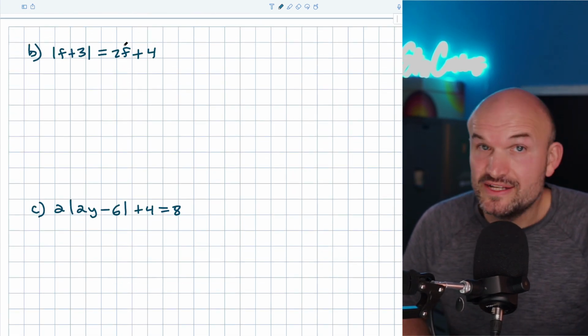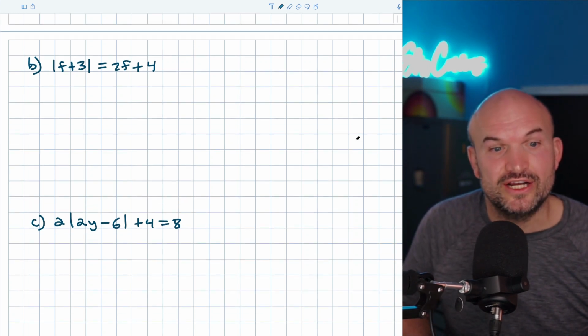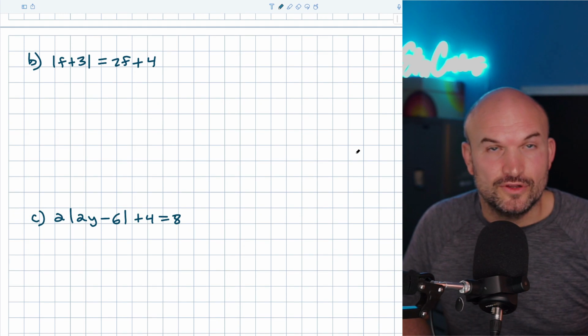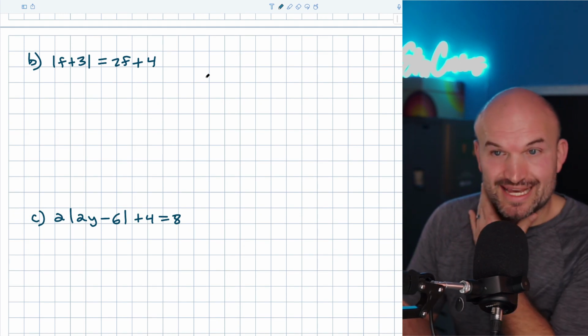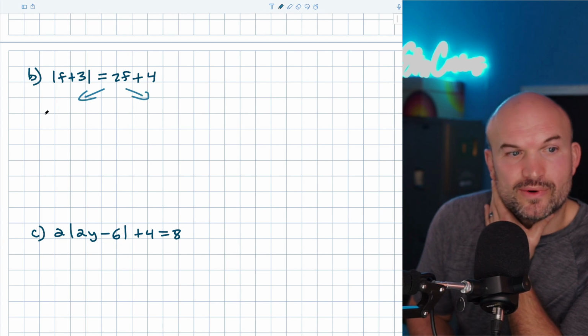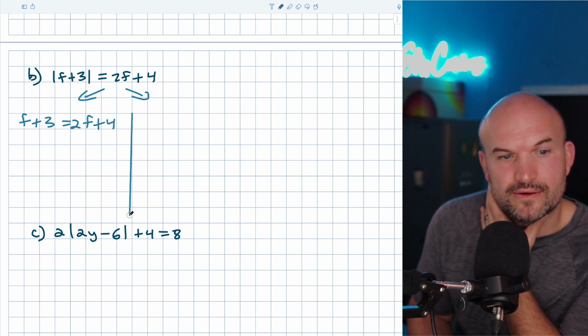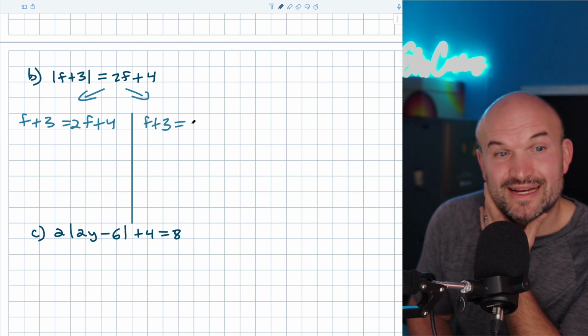All right, what about this one? Now, this one we have a variable on both sides. So this one I'm going to be very hesitant, looking for extraneous solutions. So again, we still need to check out our two cases, right? We have our first case where f plus 3 is equal to 2f plus 4. That's case number 1. And then our other case is going to be f plus 3 is equal to negative 2f minus 4.